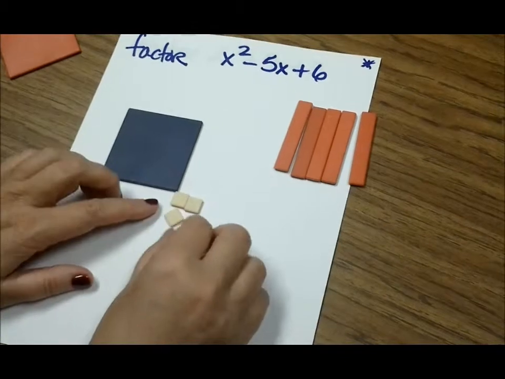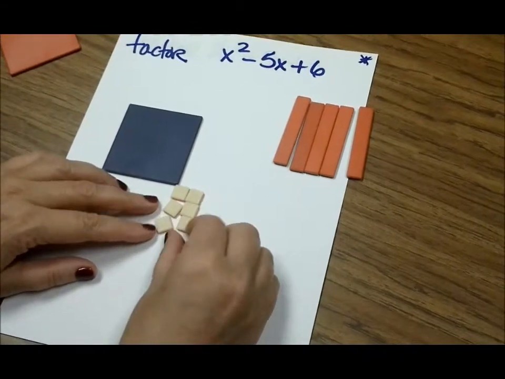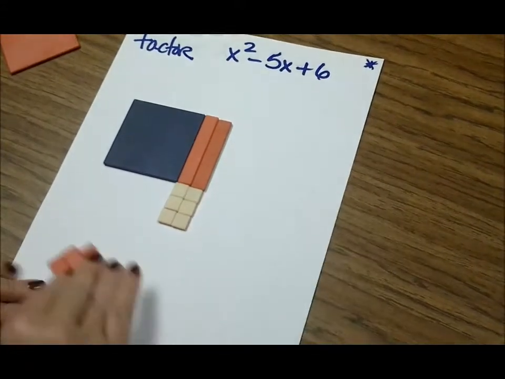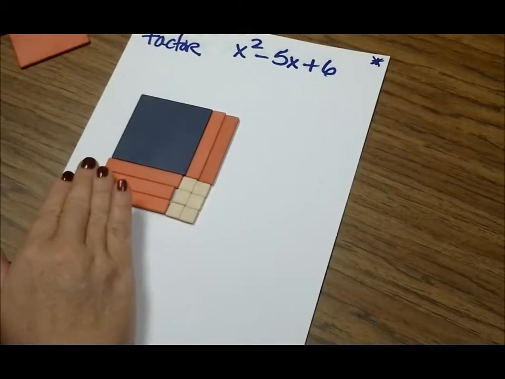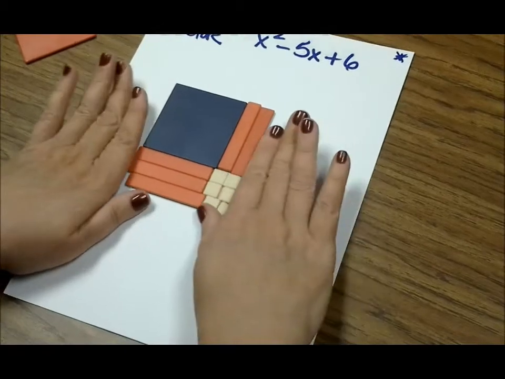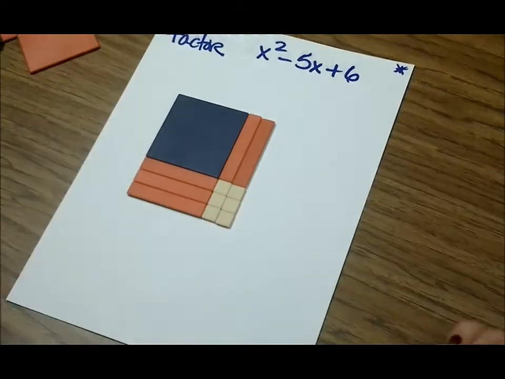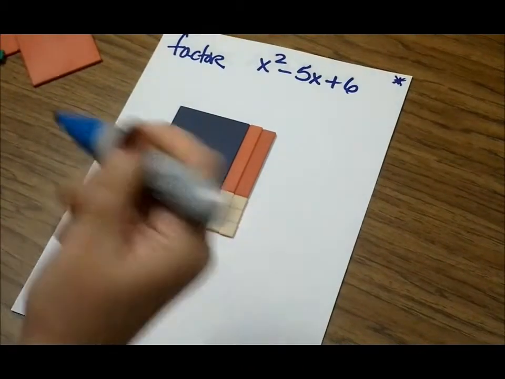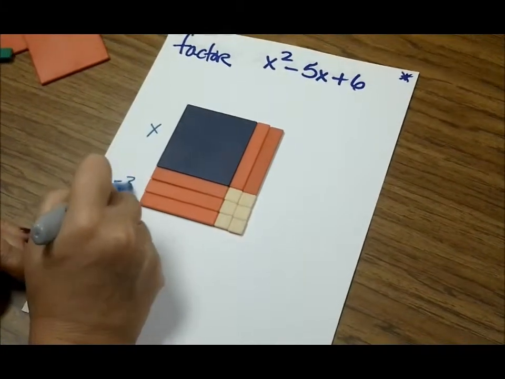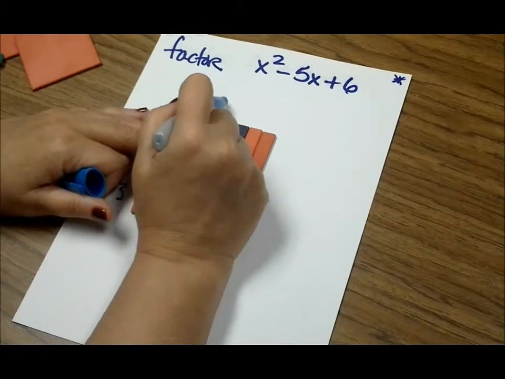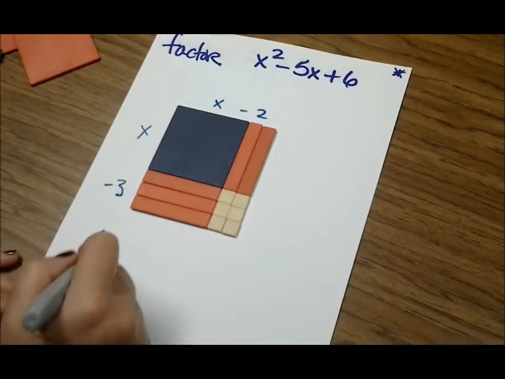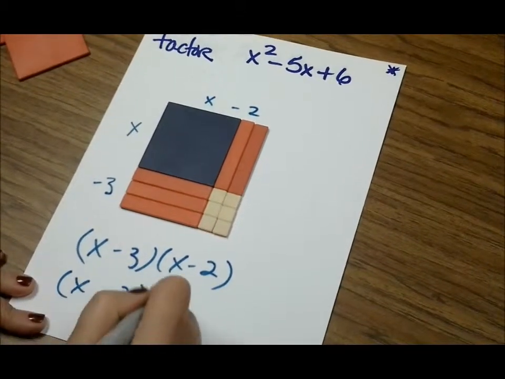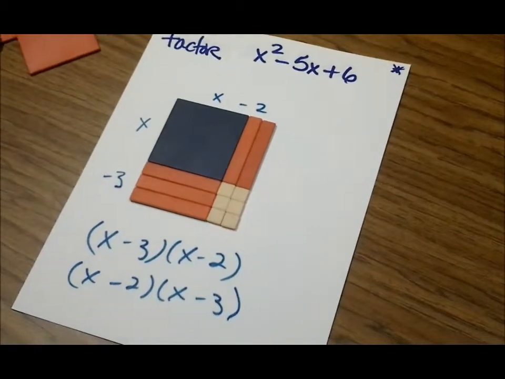Let's do a 2 by 3 down here for my 6. And this time, if I put my 2 here and my 3 here with all the tiles I started with, I have my rectangle. And I have a negative times a negative equaling my positive. So my factors would be x minus 3 and x minus 2, and I have x minus 3 times x minus 2 for my area, or x minus 2 times x minus 3, whichever way you want your students to be writing that.